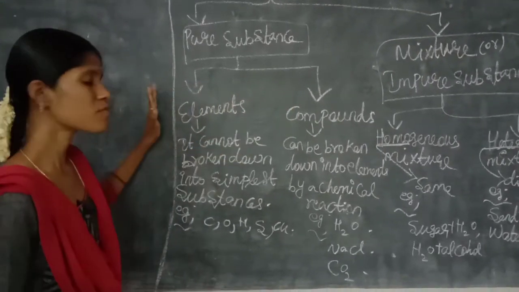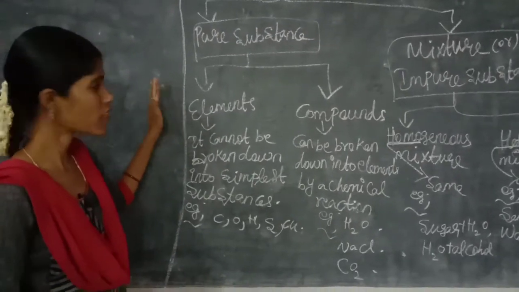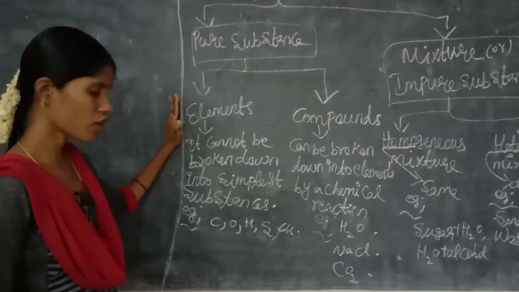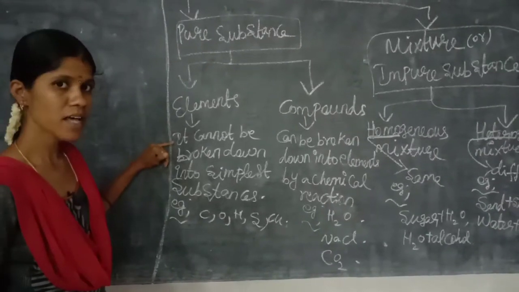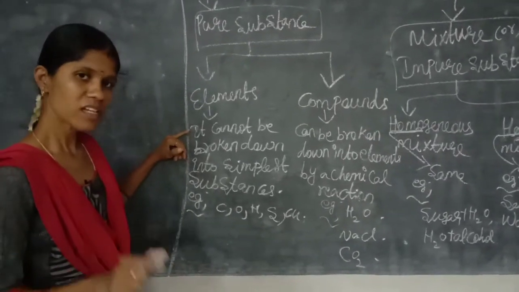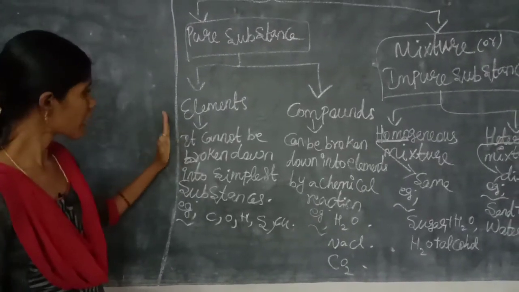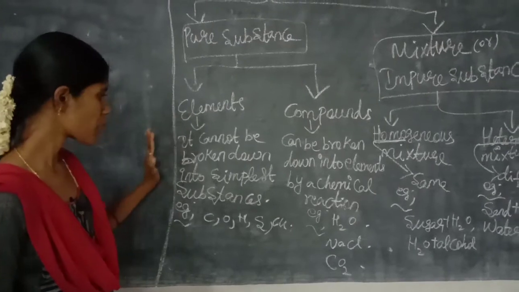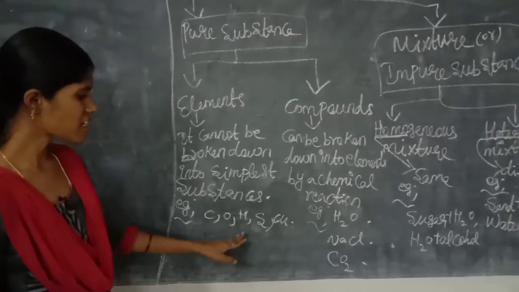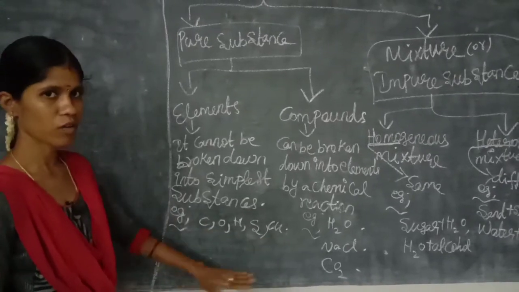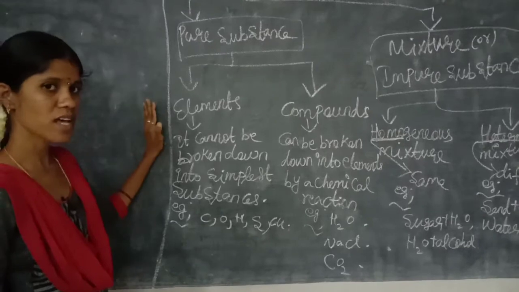Elements means single substances, single molecules or single atoms. Elements cannot be broken down further because they are the simplest substances. For example, carbon, oxygen, hydrogen, sulfur and copper. These simplest substances are referred to as elements.